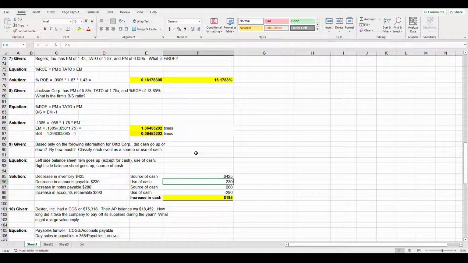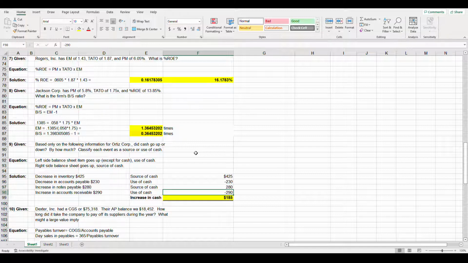My accounts payable decreased by $230. That's a right side balance sheet item going down. That's a use of cash. My payables were paid off. Use some cash. My notes payable, also on the right side of the balance sheet, went up $280. So I borrowed some money. So that's a source of cash, $280.